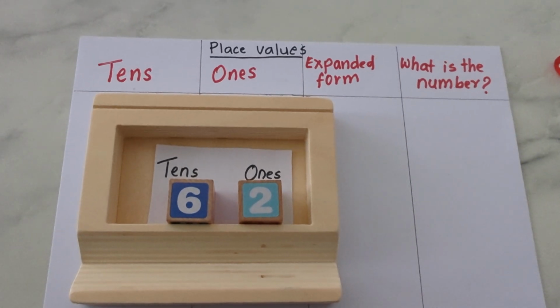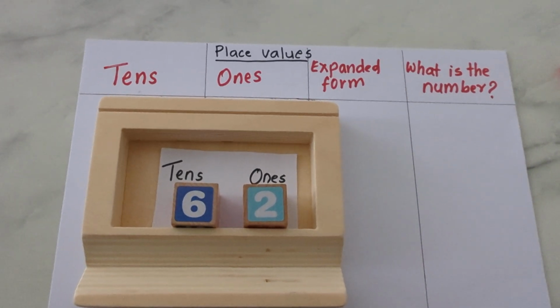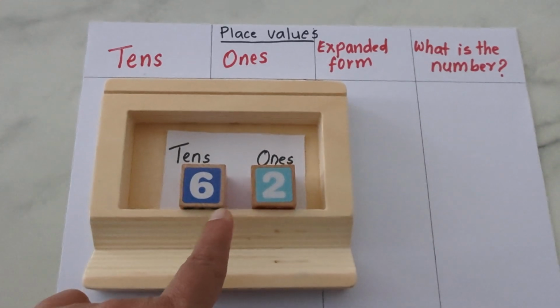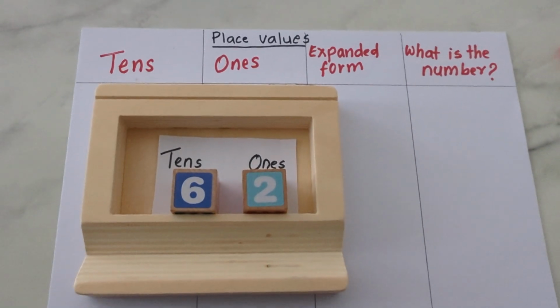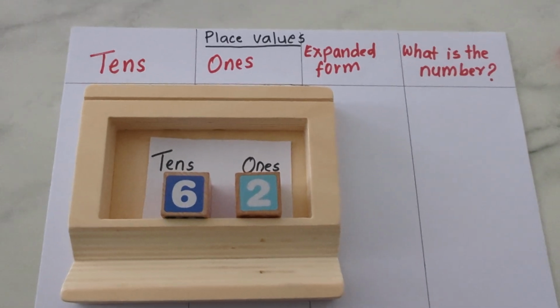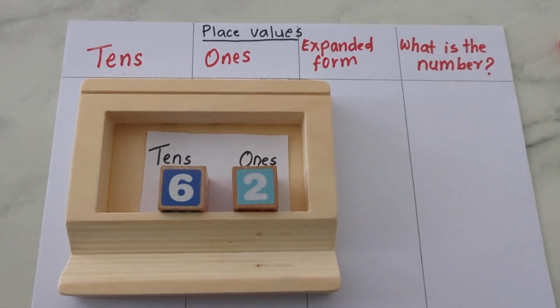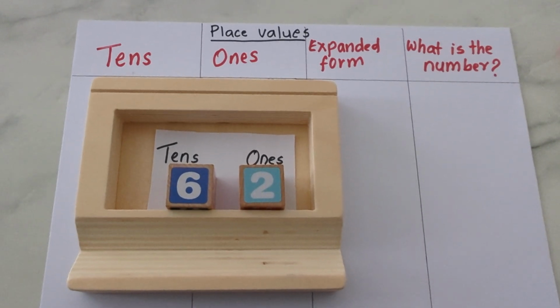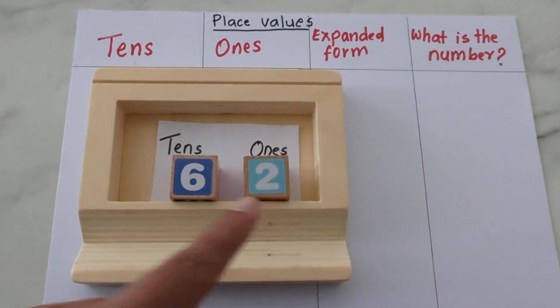Hello everyone. Today we are going to understand the concept of place values in two-digit numbers. As you can see the number 62 here, we are going to take number 62 as an example and understand the concept of tens and ones. Every two-digit number is made up of two places, a tens place and a ones place.